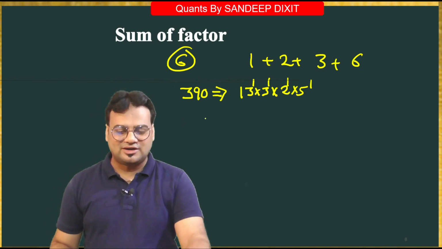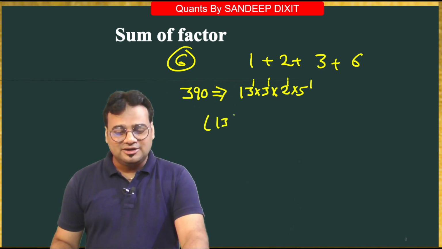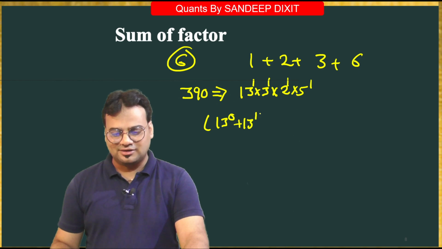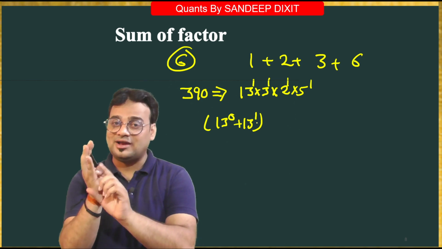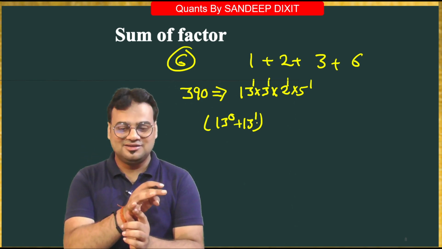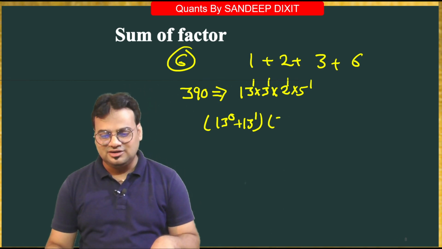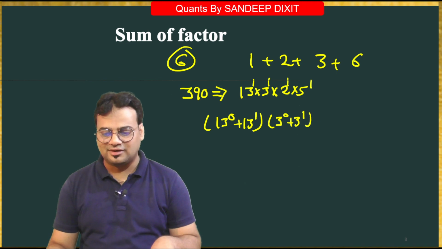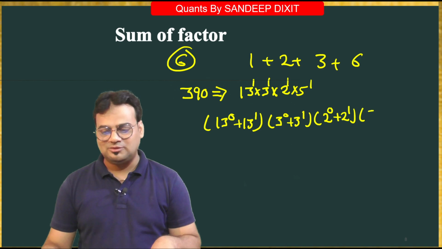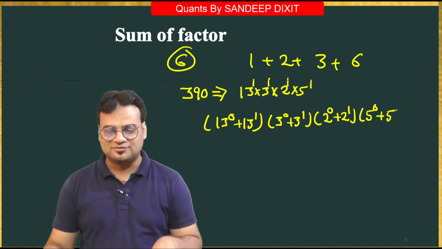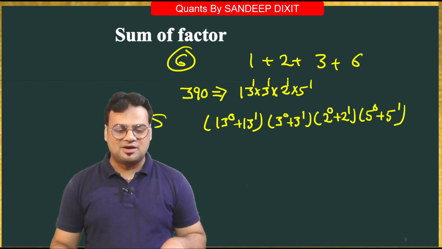Here we are required to find the sum of the factors. How to calculate the sum of factors? Just listen carefully. We write 13 to the power 0 plus 13 to the power 1 firstly for 13, because the factors of 13 are 1 and 13. Similarly the factors of 3 are 1 and 3, so we write 3 to the power 0 plus 3 to the power 1. And for 2 to the power 1 we write 2 to the power 0 plus 2 to the power 1, and 5 to the power 0 plus 5 to the power 1, and so on. That's clear. We solve it and the sum of factors arises.